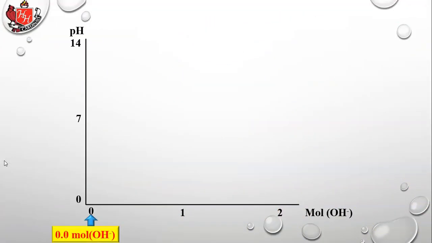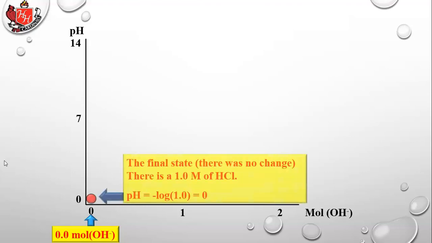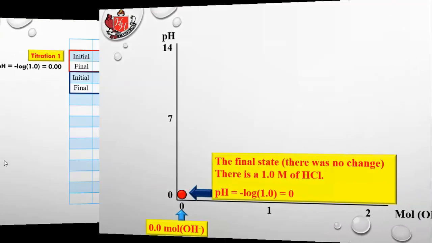So we're going to come over here and graph this, and we're going to see what is called a titration curve. It has a characteristic shape that you're going to see as we do this. We started off with 0 moles of OH minus, so we put the dot as close to 0, 0 as we can. In the final state, there was no change. There's 1 mole of HCl, and that gives you a pH of 0. If we assume that we're in 1 liter of solution, then 1 mole and 1 molar are the same.